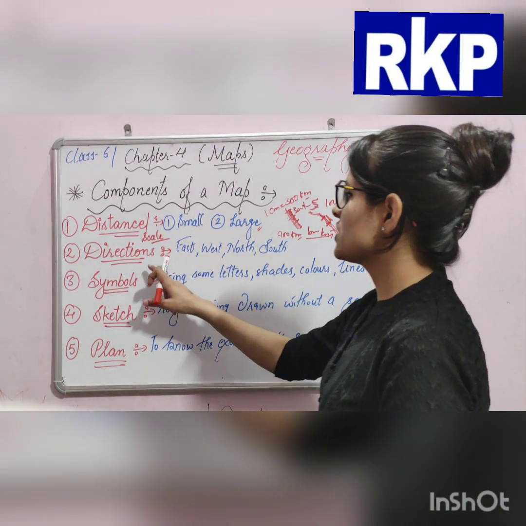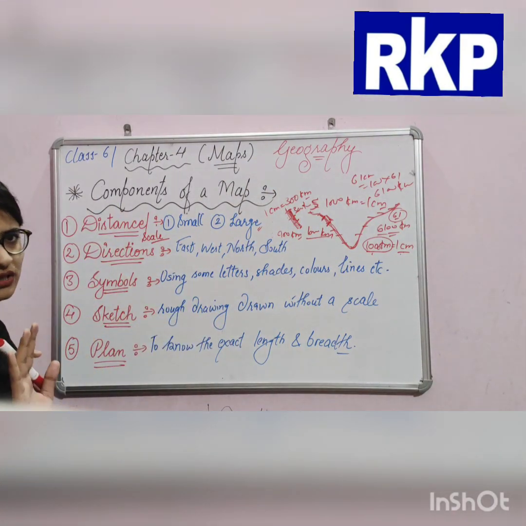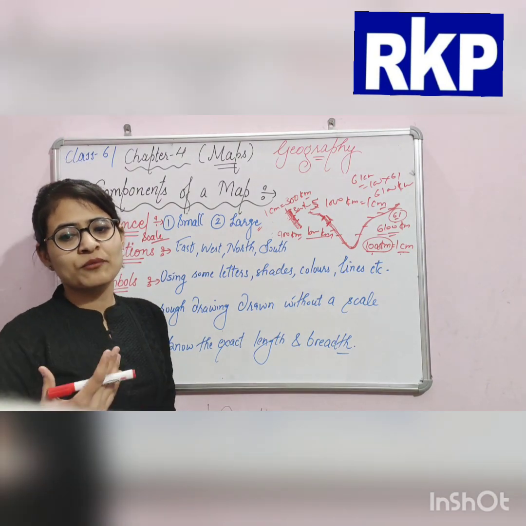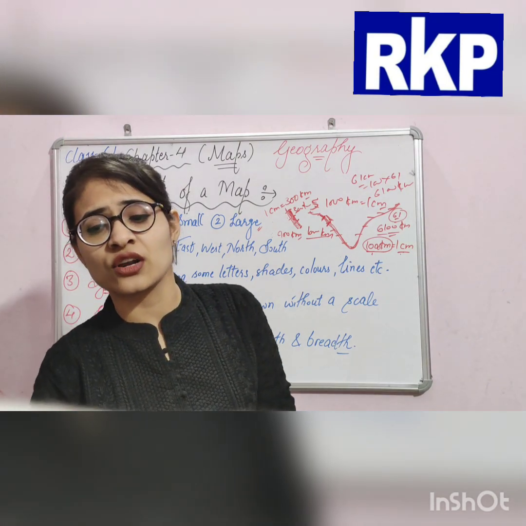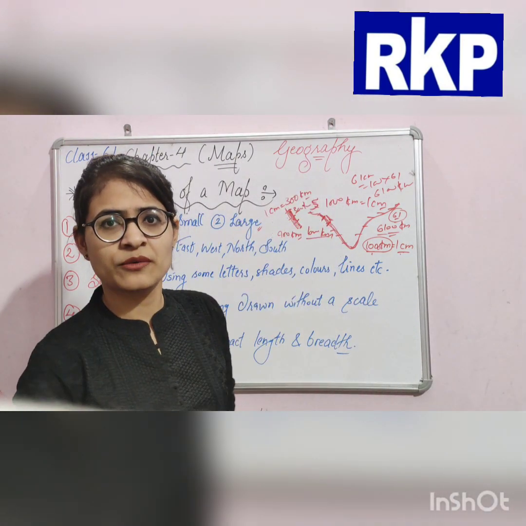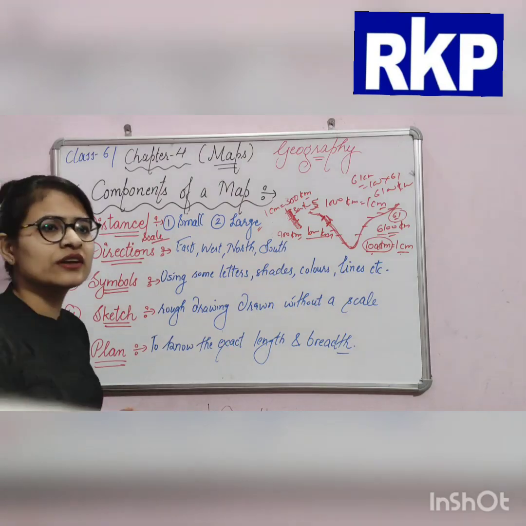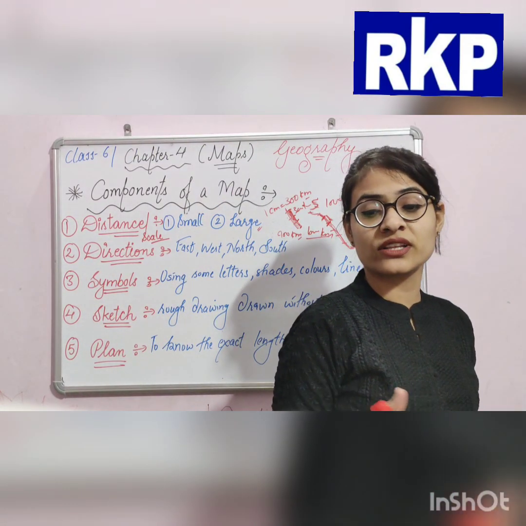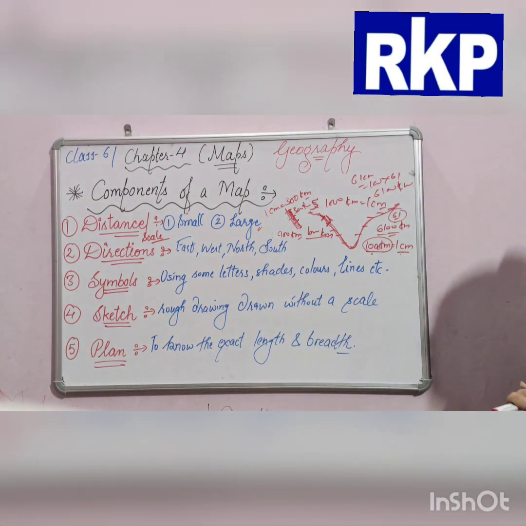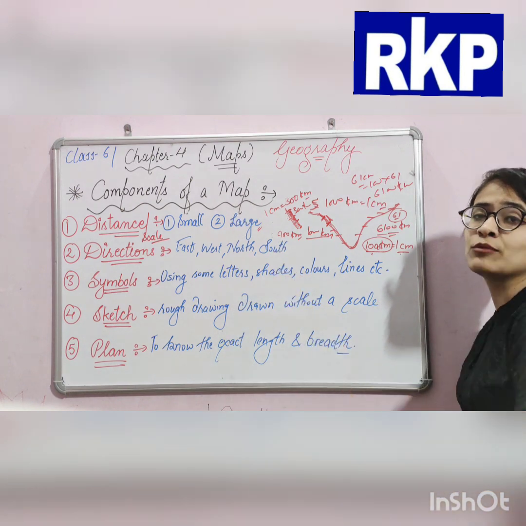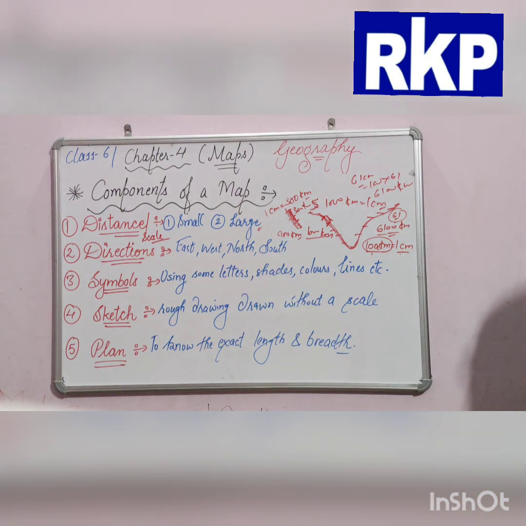If we know the directions, it will be very easy for us to understand the map. Major directions are called cardinal points. What are cardinal points? The main directions like east, west, north and south. Now we can locate any place more accurately with the help of directions. Clear?